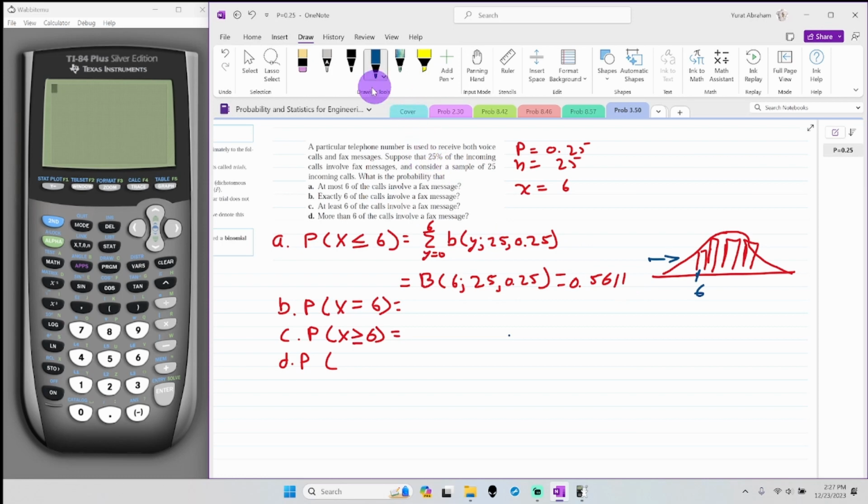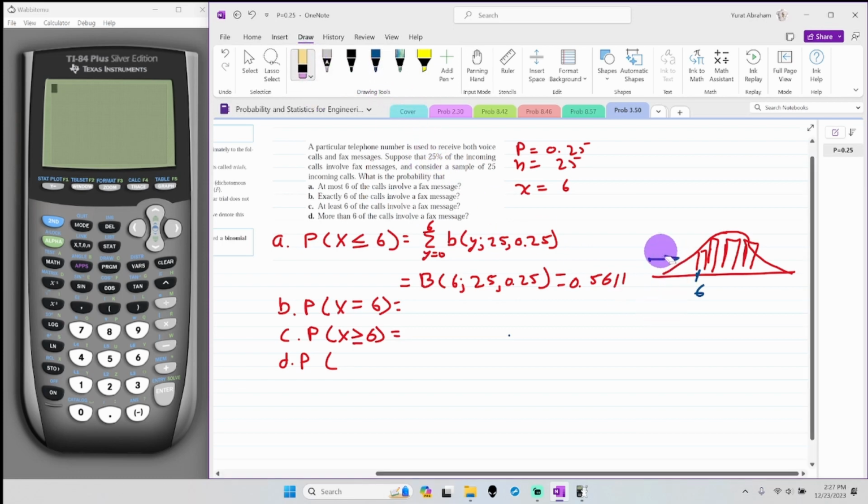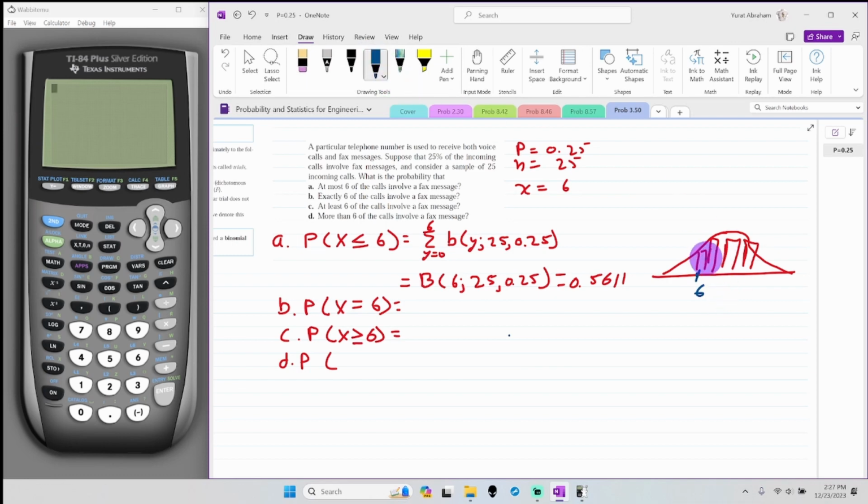However, this time we're going to be doing exactly 6, which is right here. That probability. That's what they mean by exactly 6. And of course, we just write P, parentheses, X equals 6.